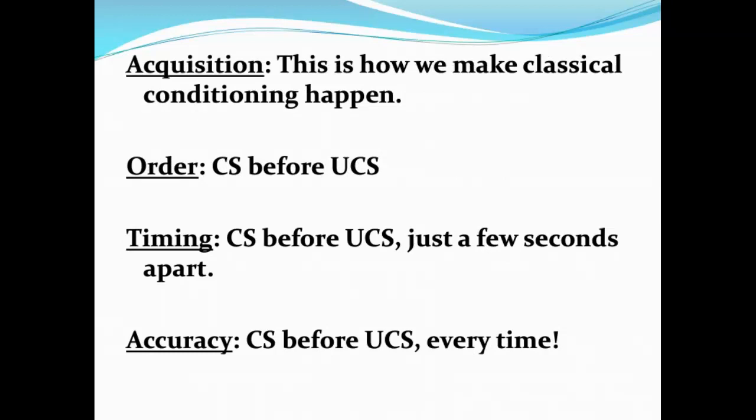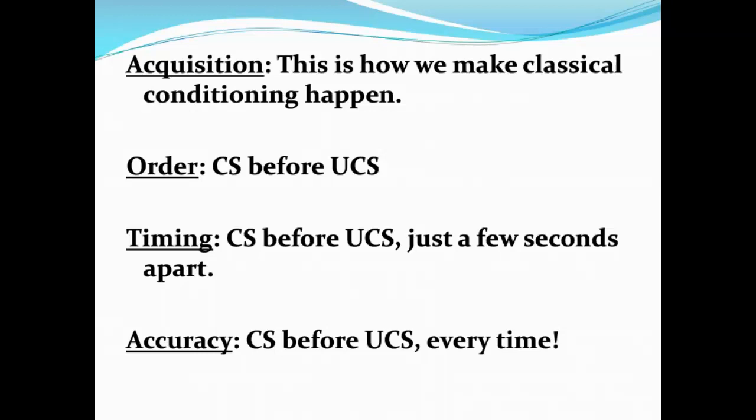Okay, so a couple of key points to classical conditioning, and then a couple of other concepts related to that, and then we'll move on to operant conditioning. So, acquisition is the process where the individual is connecting or acquiring the association between the neutral stimulus and the unconditioned stimulus, right? So that's how we make classical conditioning happen.